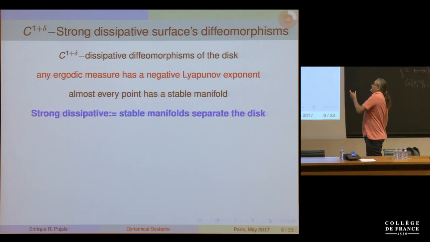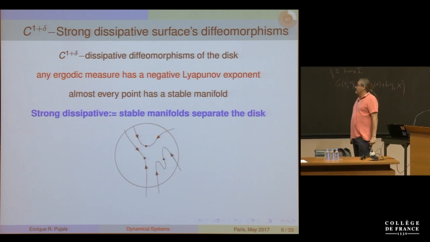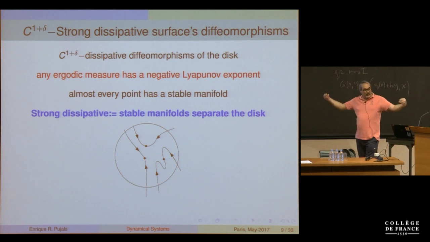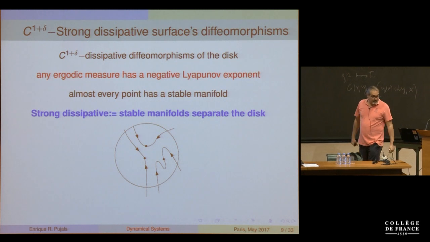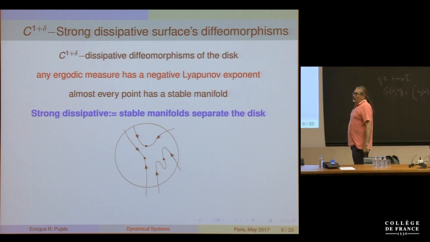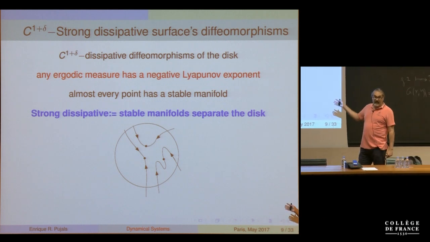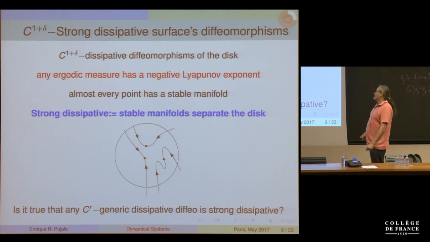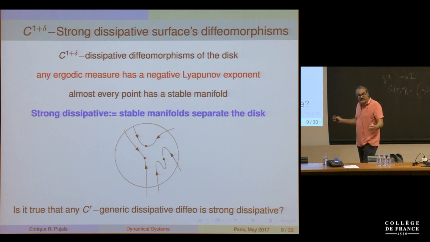And being strong dissipative means only that a stable manifold separates the disk. This means that if you have an unstable manifold, they disconnect the disk. This is the property of being strong dissipative. So there are examples where this doesn't happen, but they are not generic. It's only one construction. And in fact, the question that we are wondering is whether any C^r generic dissipative diffeomorphism is strong dissipative. We don't know.